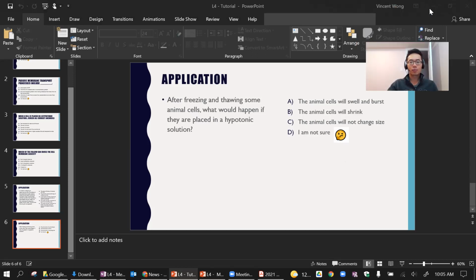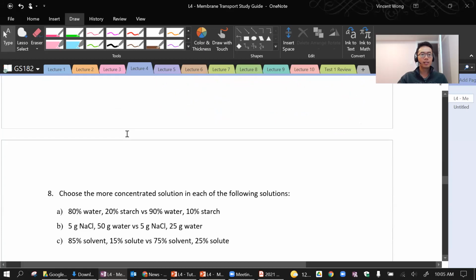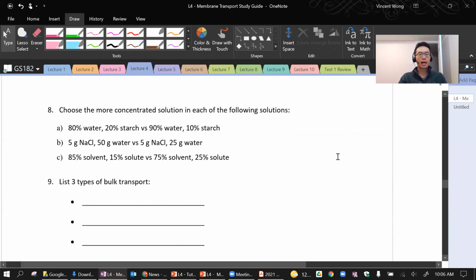Okay, so let's go back to the study guide here. Choose the more concentrated solution in each of the following. Over here we have 80% water and 20% starch versus 90% water and 10% starch. More concentrated means more solute, so a higher starch percentage means more concentrated.